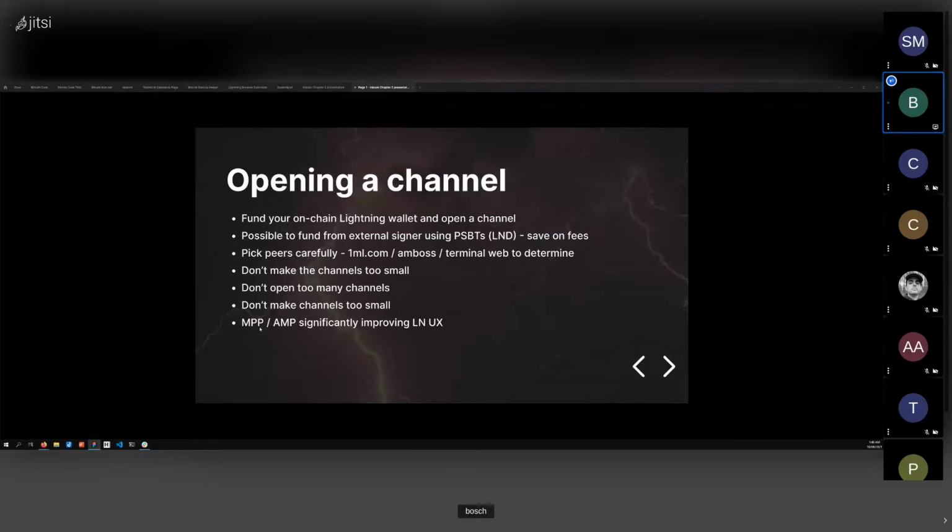So instead of the largest payment you can send being your largest outbound capacity, your biggest outbound channel, you can send multiple payments from all your channels to a recipient. This makes your channels much more fluid, and it makes abstracting away a lot of the complexities around channel management, which is relevant to you as designers, a lot more feasible. So you'll be able to make payments from multiple different channels.